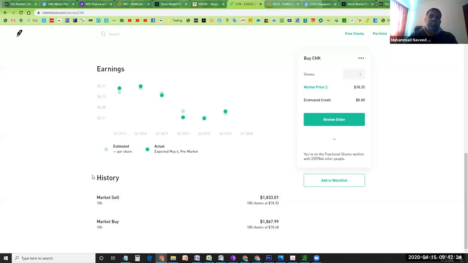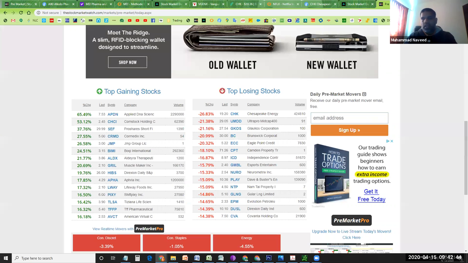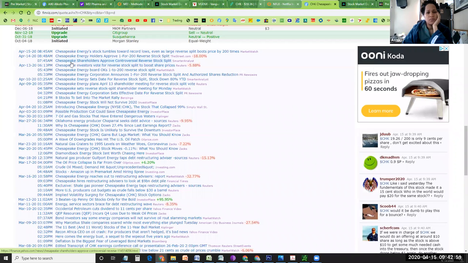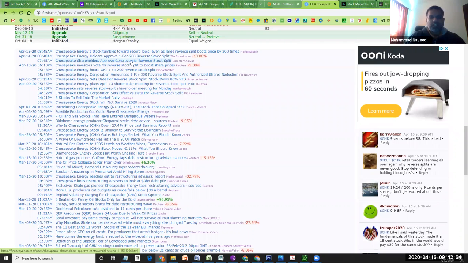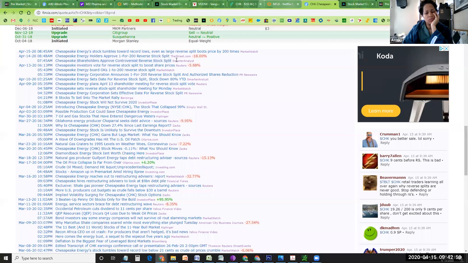And right here you saw a panic sell without looking at what happened, right? So I saw that this was a penny stock. All of a sudden, how did it get to $18? And I sold it. When, as a matter of fact, I could have kept it. So if you further look at this, this was from yesterday. And of course, Chesapeake shareholders approve controversial reverse stock split. Why is it controversial?